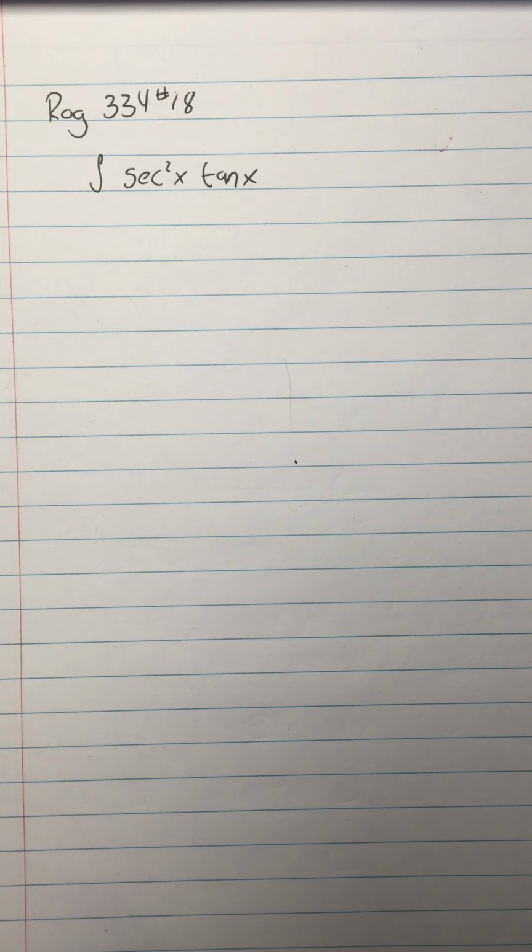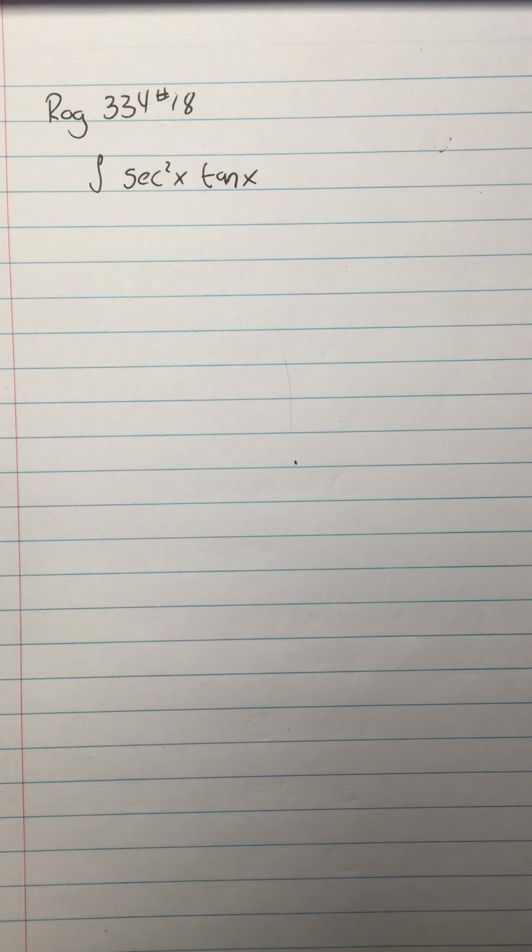So our next one is going to be a little bit tricky right away, just in terms of identifying what the inside function is. Now, in the Rogowski, on the first, up to number 22, they tell you what to use for U substitution, so that makes it a little easier.